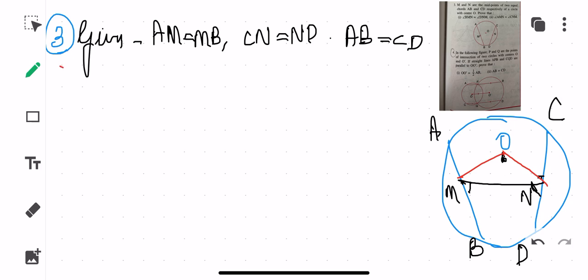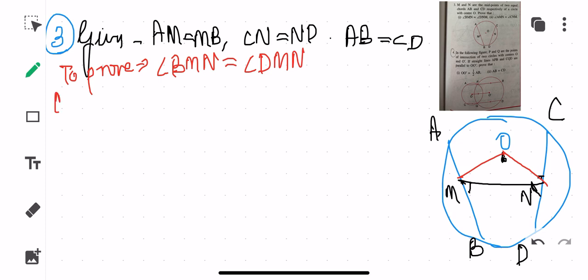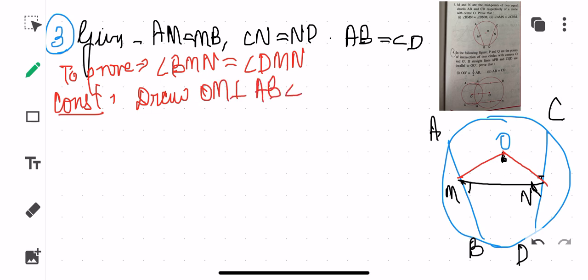Okay, so write down first what you need to prove. You need to prove that angle BMN is equal to angle DNM. Okay, so this is the first proof. For the second one I'll tell you how to do it, so that you can take it as homework. Then you will be writing construction: draw OM perpendicular to AB and ON perpendicular to CD. Okay, so you have drawn this.